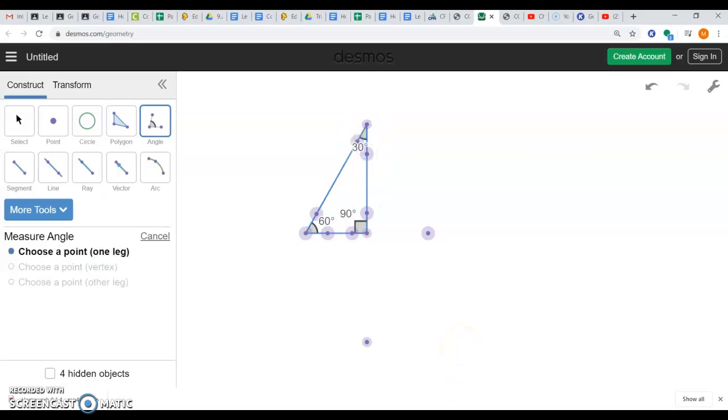And just like that, I have my 30, 60, 90 triangle based on the idea of the perpendicular bisectors and using the radius to know that my hypotenuse had to be the radius, and that when I made my perpendicular bisector, I was actually using the short side as half the radius.